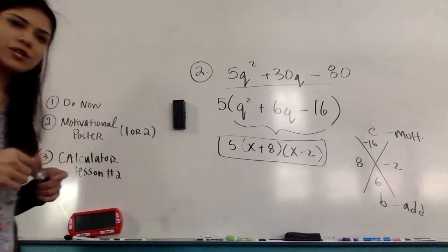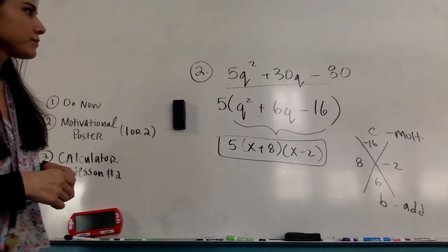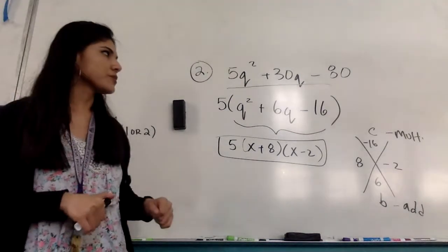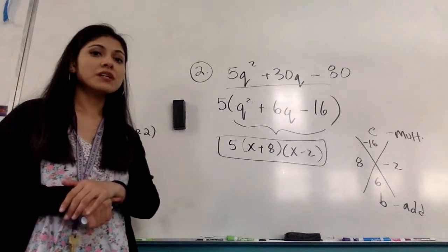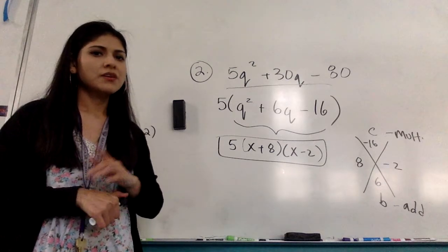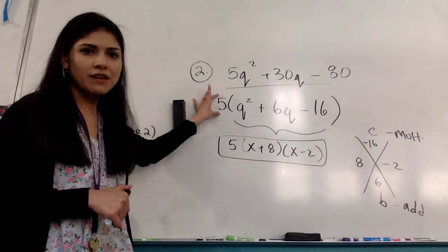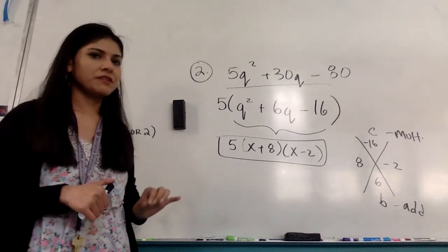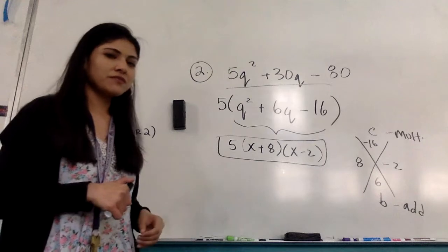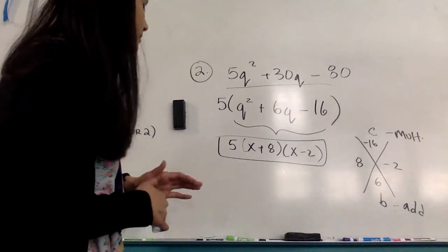So you could always double check your answer. So that's how you do a problem like number 2. As you can see, I did not need to use modified diamond method. If you did use modified diamond method, you may have lost this 5, and it would not have given you the correct factored form, unless you figure out a way to make that work for you.